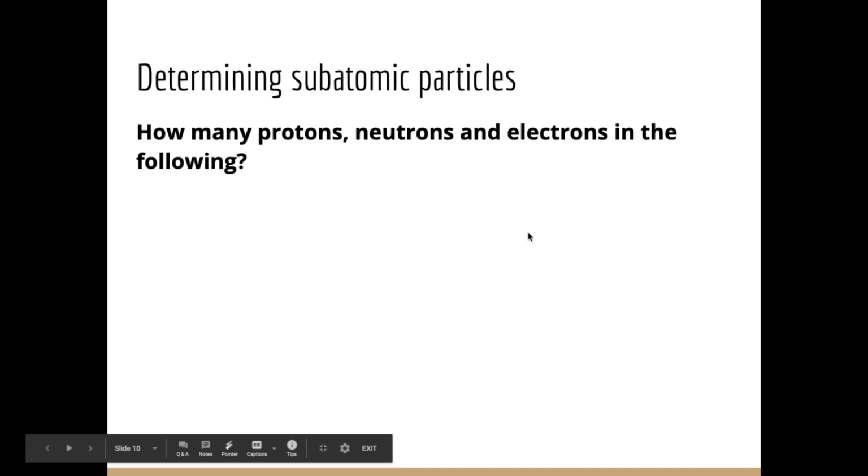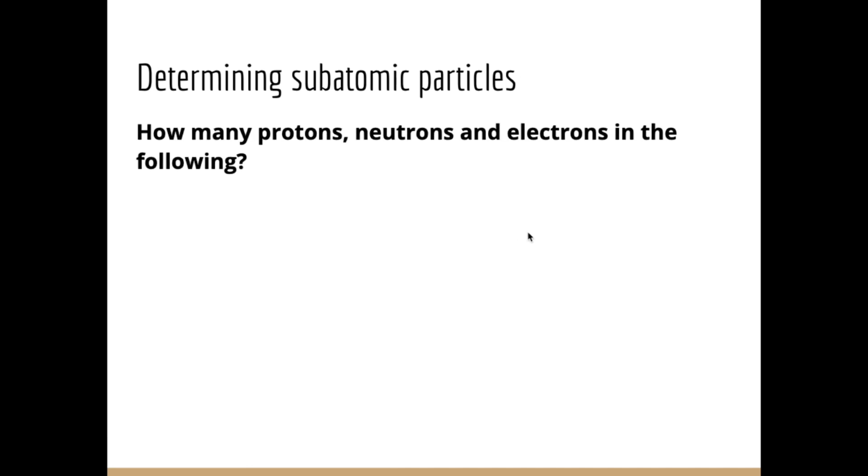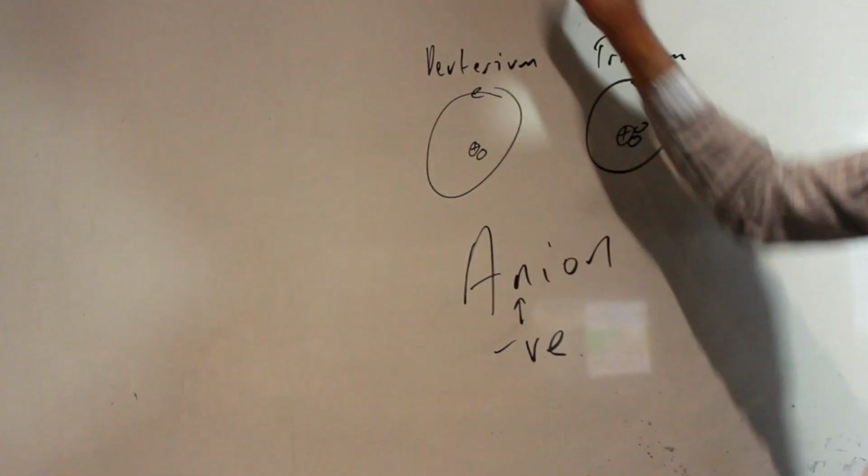All right, let's do some examples. Determining the subatomic particles in a given species, let's say. How many protons, neutrons, and electrons are in the following? We have a silicon atom. We have a sulfur anion. How would we determine the number of subatomic particles? Well, we've got to use what we know about the mass number, the atomic number, and what the information given on the periodic table says.